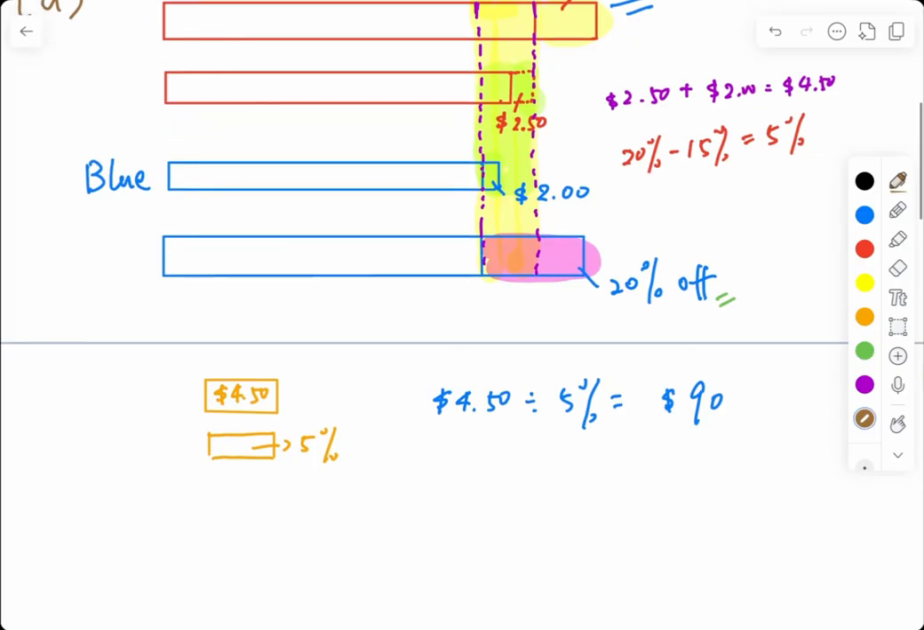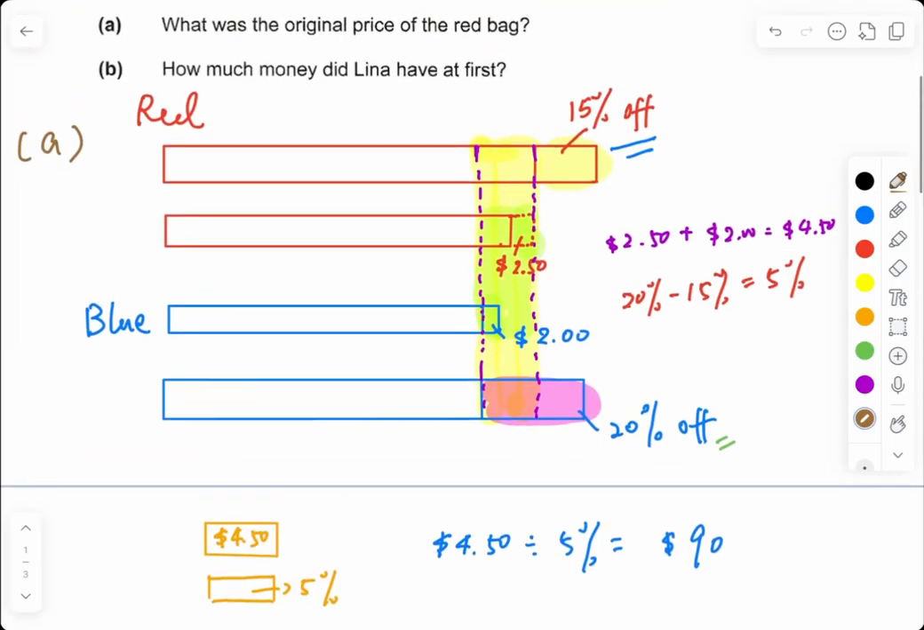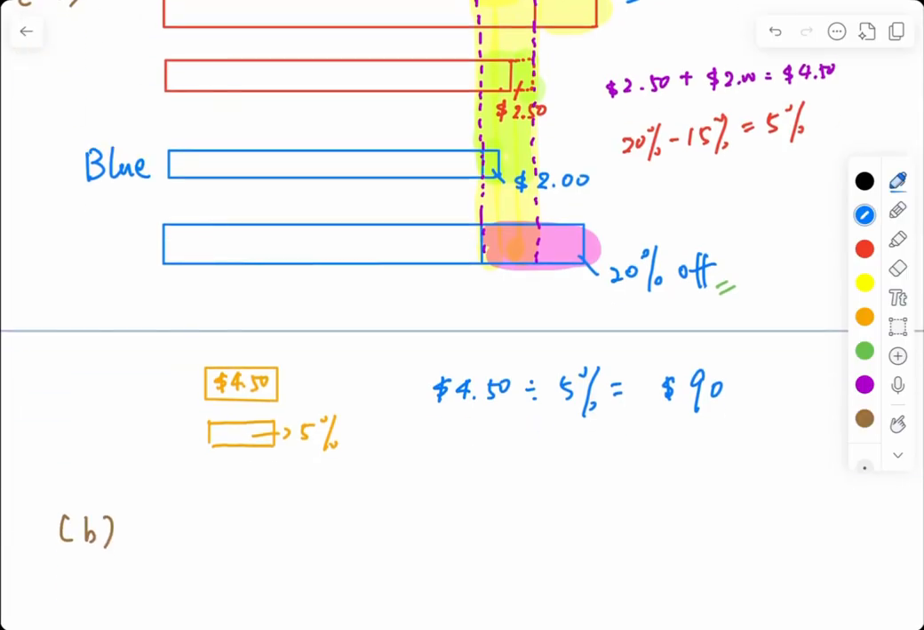Next, let's solve part B. How much money did Linda have at first? Okay, so now let's take the blue bag as an example. Now we know the original price of the blue bag is $90 and is 20% off. So which means Linda only needs to pay 80% of the original price. And we also know after buying the blue bag, Linda had $2 left. So we need to add $2.